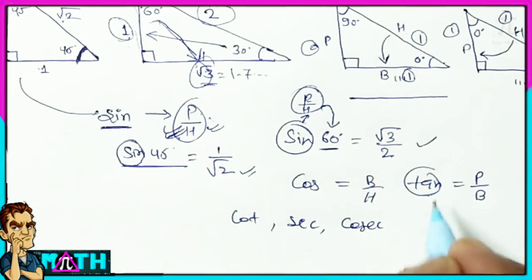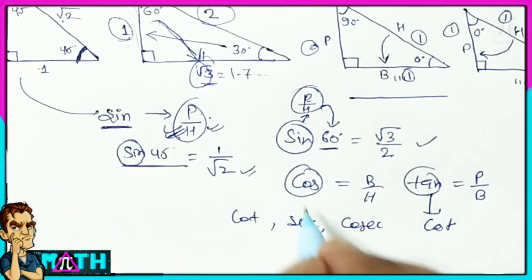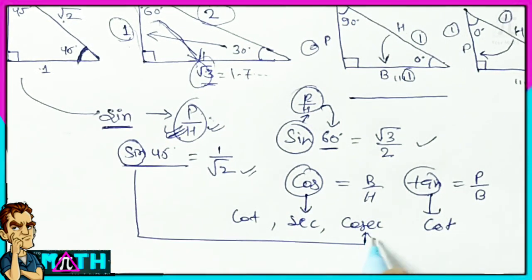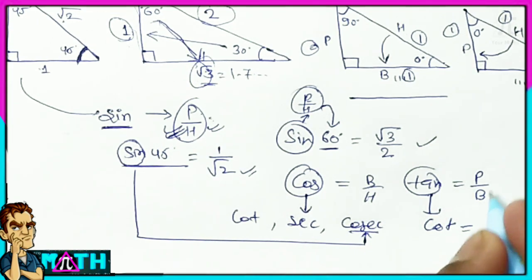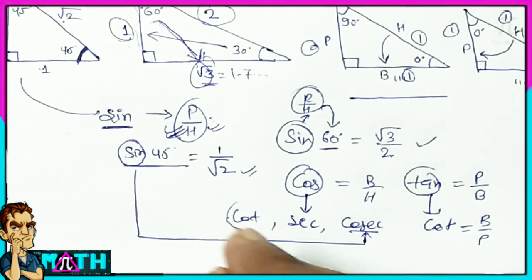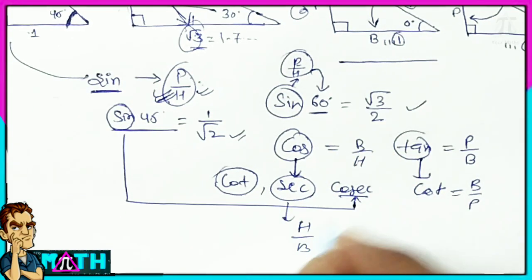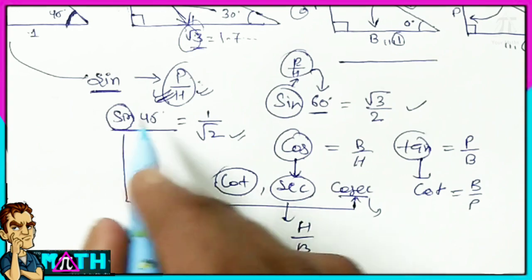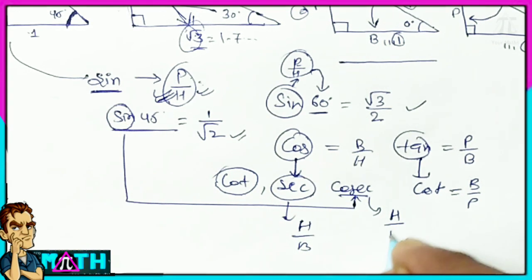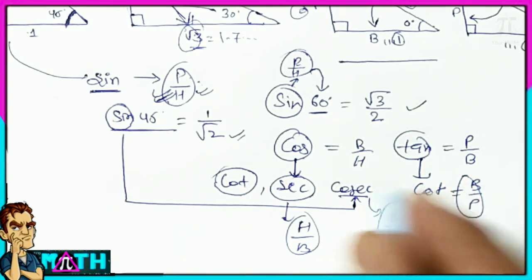Similarly cot, sec, cosec are the opposite or reciprocal of it. Tan's reciprocal is cot, so it wants base is to perpendicular ratio, and sec is the reciprocal of cos, so it wants hypotenuse is to base ratio. Cosec is reciprocal of sine, so it wants hypotenuse is to perpendicular ratio.